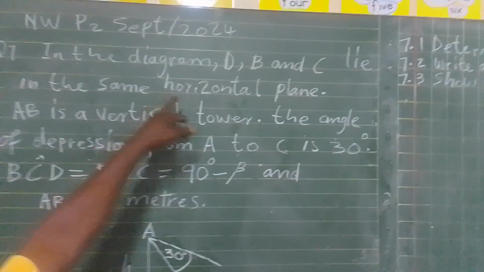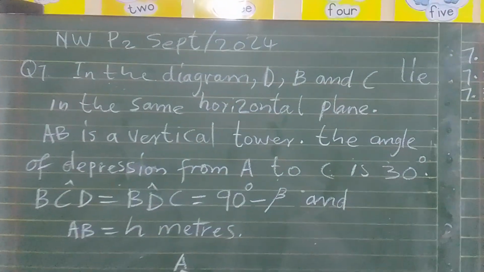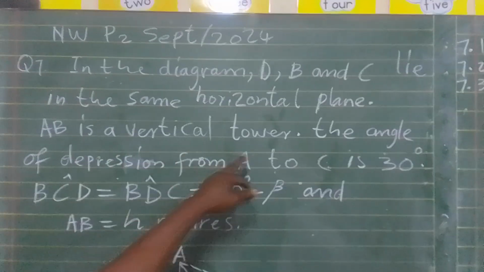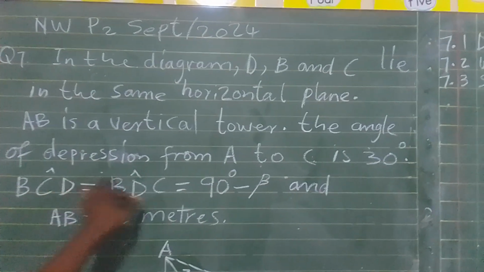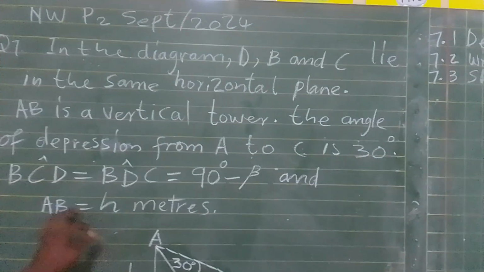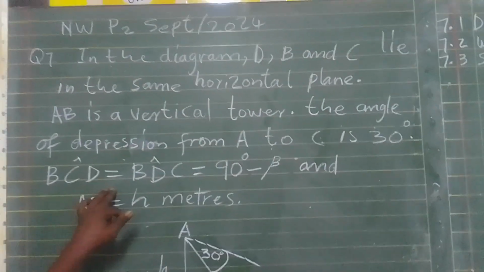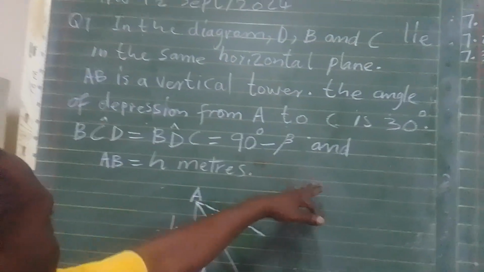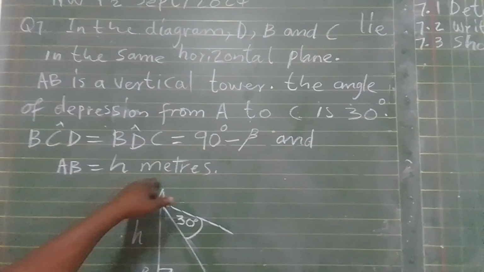In the diagram, D, B, and C lie in the same horizontal plane. AB is a vertical tower. The angle of depression from A to C is 30 degrees. Angle BCD equals angle BDC equals 90 minus beta, and AB equals H meters.